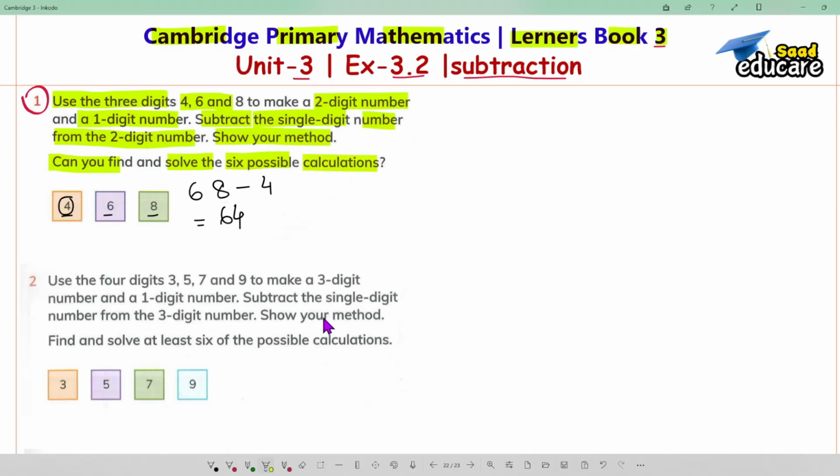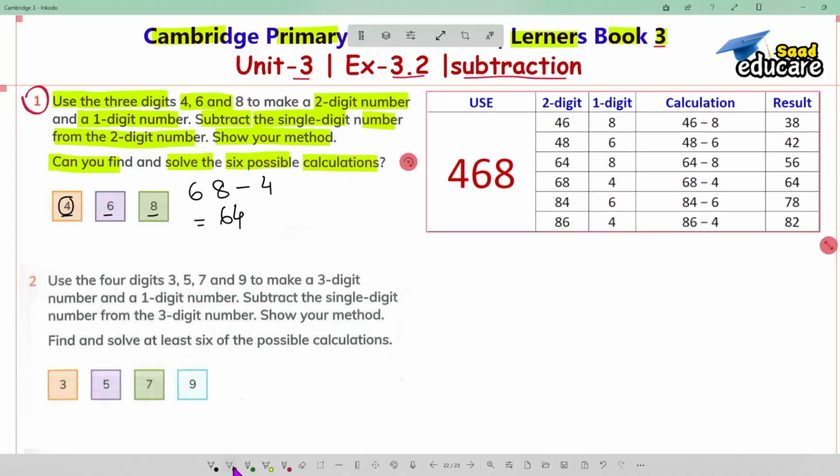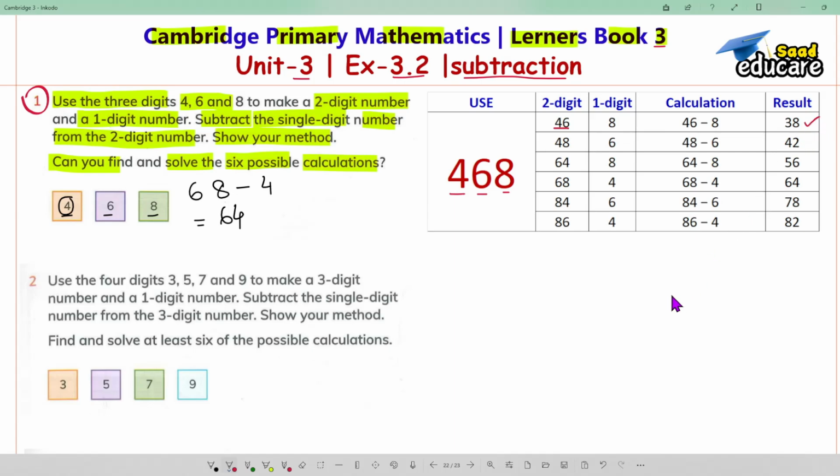Yes, it's possible. Let's see. I already made this one. Look, here are 4, 6, 8. First we take 4, 6, so the balance is 8. 46 minus 8 will be 38. Again we take 4 and 8, so subtract 6: 48 minus 6 is 42. Same with 6, 4: 64, so we subtract 8. 64 minus 8 will be 56, right? Same, 68 minus 4 is 64.